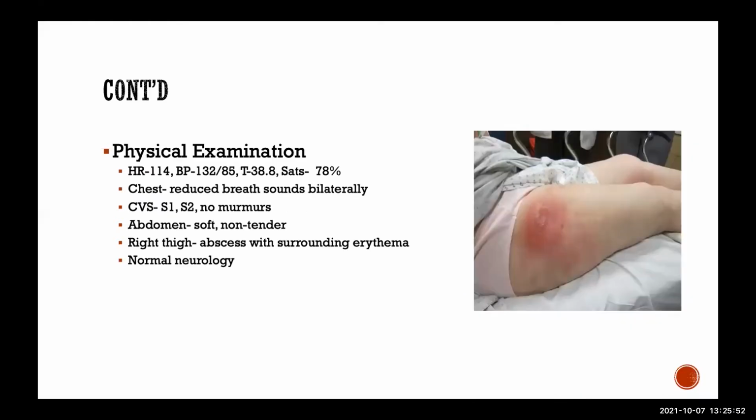So we went on and examined this lady. She was tachycardic at 114. She was pyrexial, and she was saturating at 78% in room air. The chest examination revealed reduced breath sounds bilaterally. And on the right thigh, there was this really big abscess with surrounding erythema. The rest of the system examination was fine.